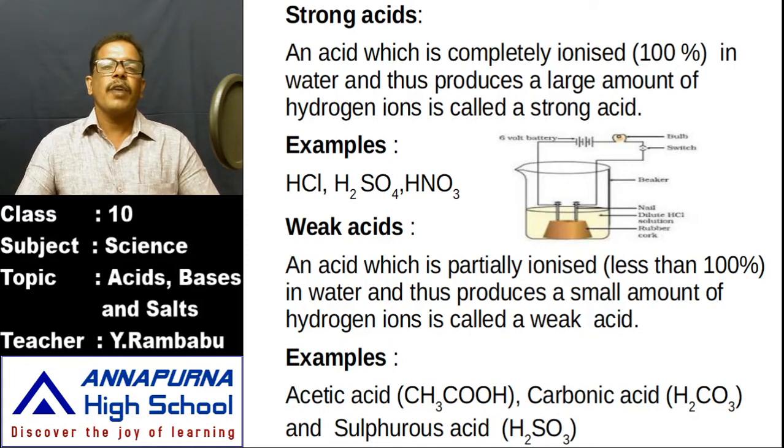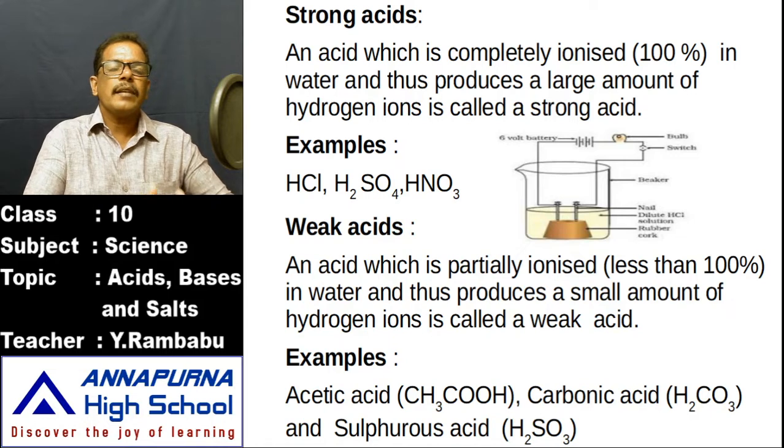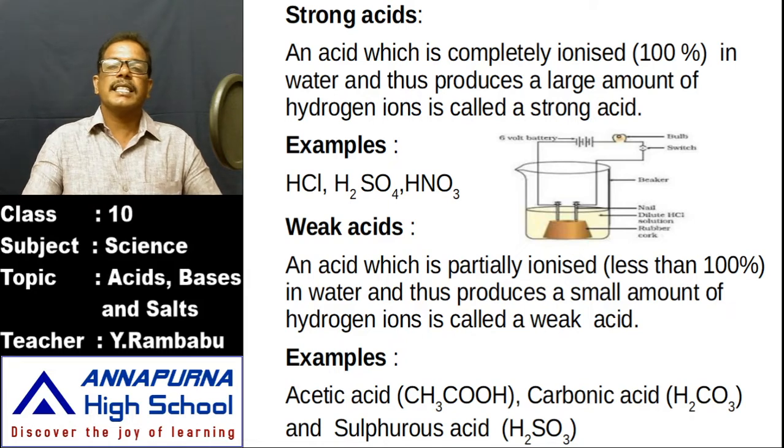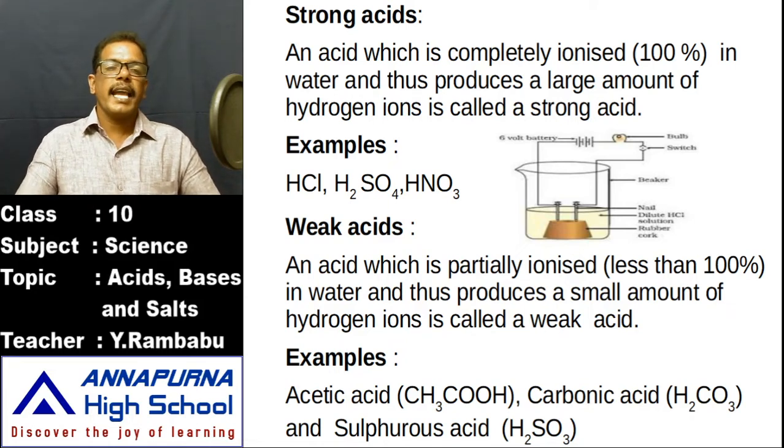That means the ionization extent is 100%. For example, if 1 million HCl molecules are there in its aqueous solution, all the 1 million HCl molecules are ionized into their respective ions. That means its ionization extent is 100%. If the ionization extent is 100%, then it is called a strong acid. That means it produces more H plus ions. If its ionization extent is high, a large amount of hydrogen ions, H plus ions (aq) or H3O plus ions, hydronium ions, are produced. Then it is called a strong acid.